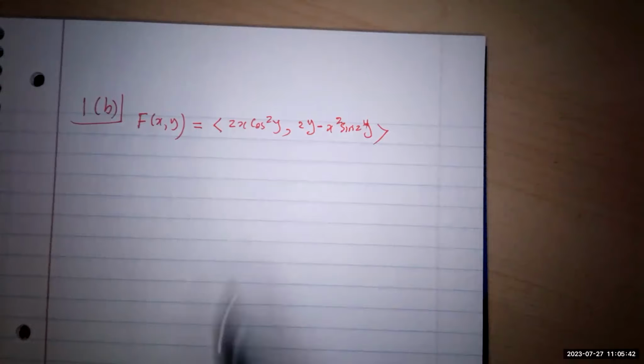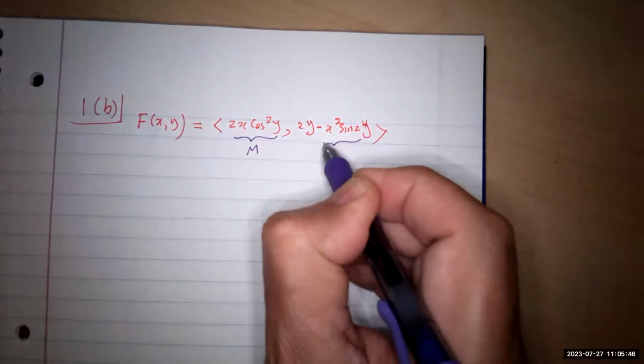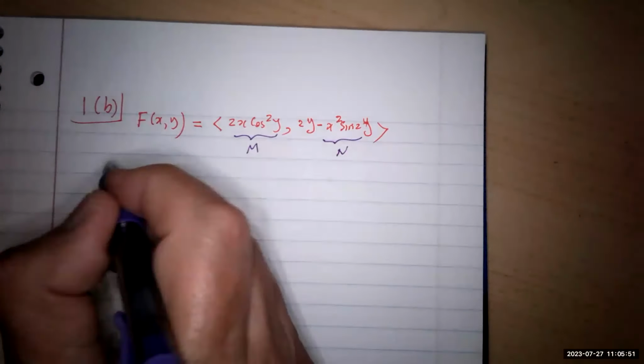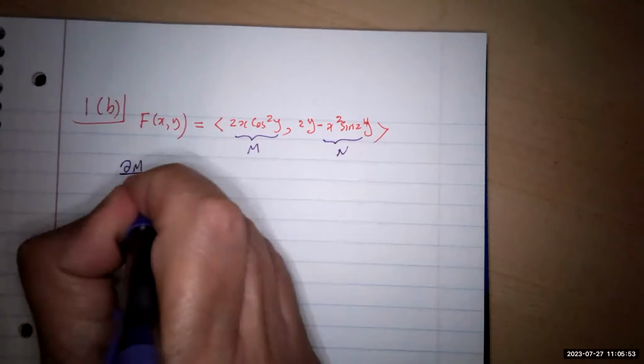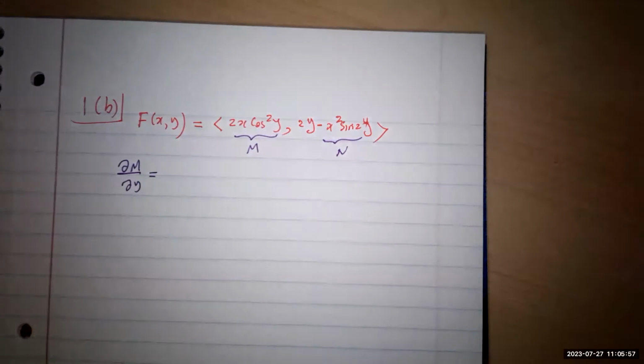You are going to call this one M and this one N. So you compare them together, that is the x and the y. You compare the partial of M with respect to y with the other side. So that's it: differentiate with respect to y.